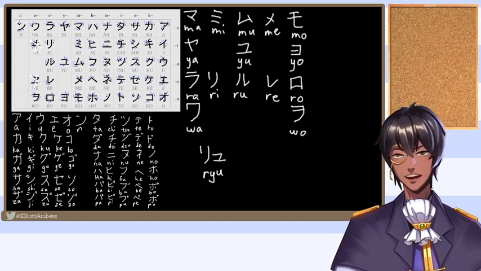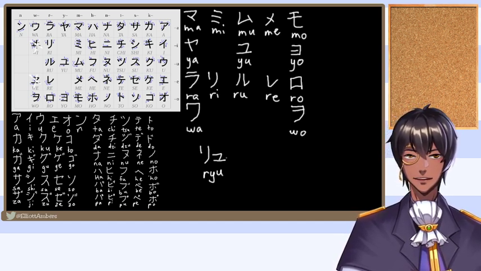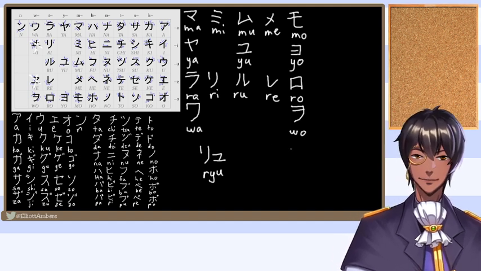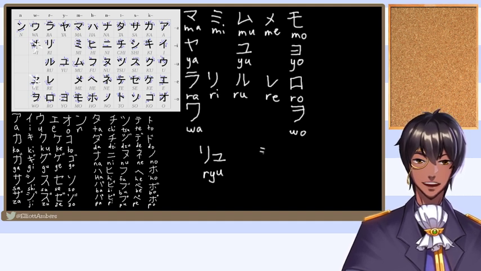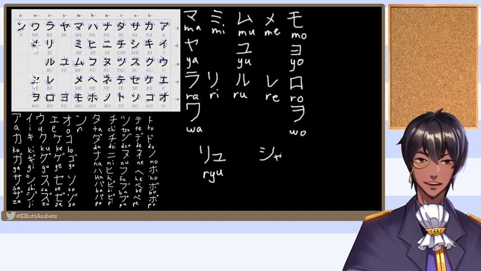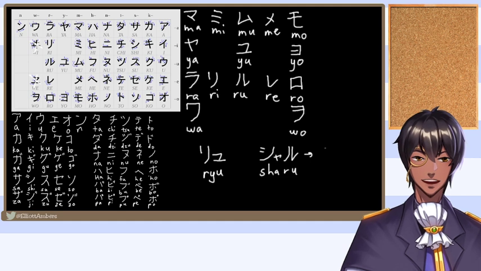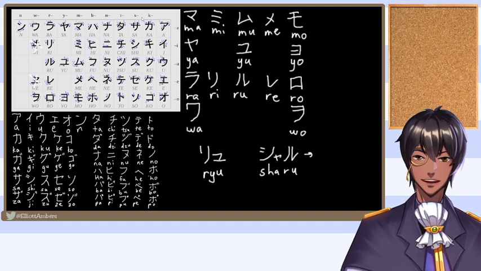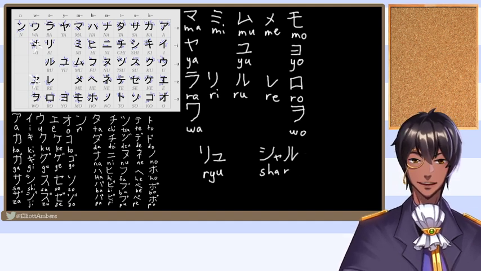Or, I'm trying to think. Let's see. If I was to write the English word shall, it would be written out as shi, and then ya, sharu. This would be sharu. Or I think this would be shall. It might be sharu. Yeah, I think so. Let me just make sure it's correct.